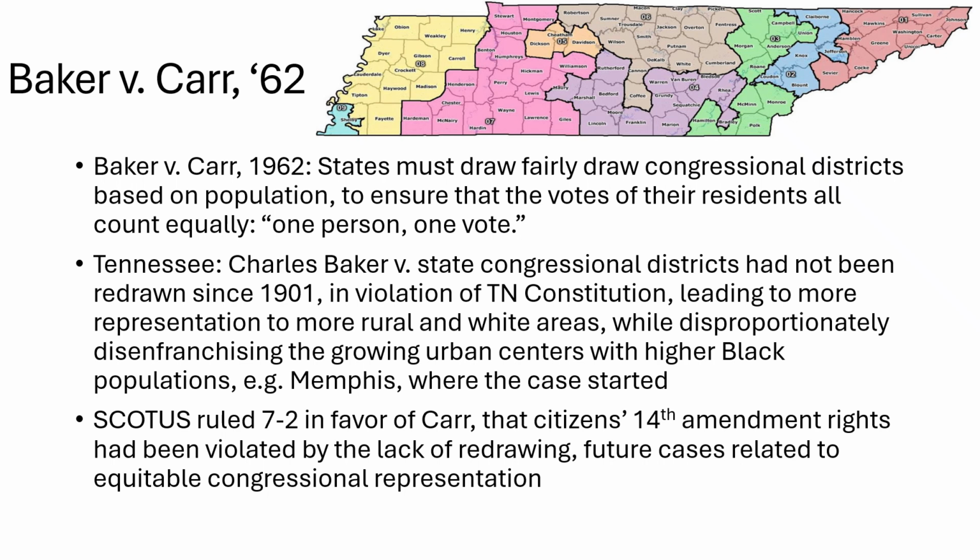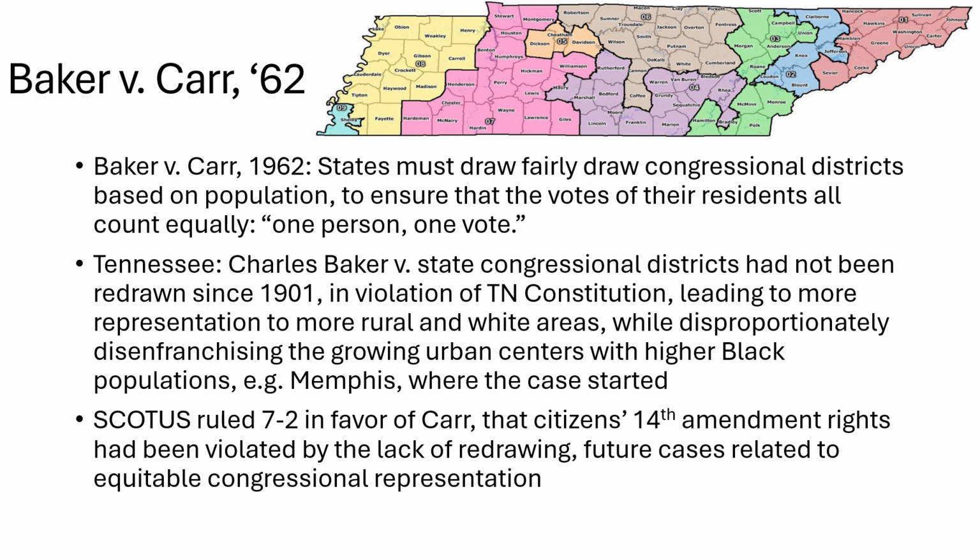And what it had done was, as urban areas like Memphis and Nashville had grown, it meant that rural areas, which were much more likely to be white, had a disproportionately high level of representation, whereas urban areas, which had a disproportionately higher black population, were underrepresented.